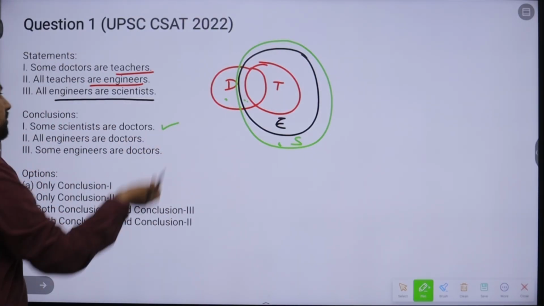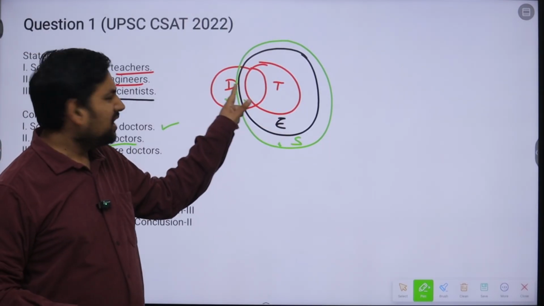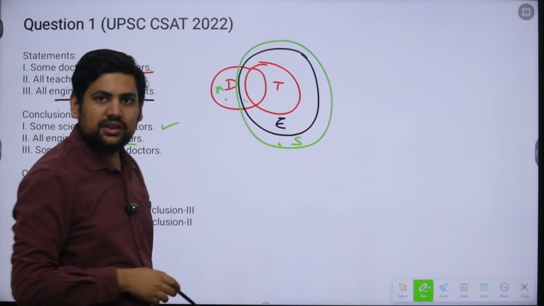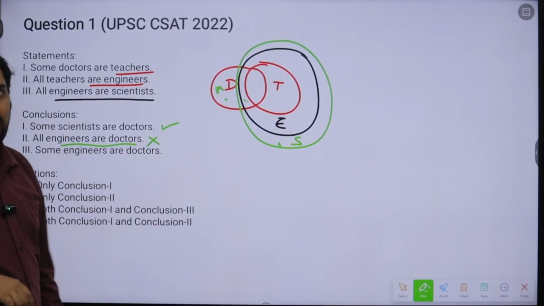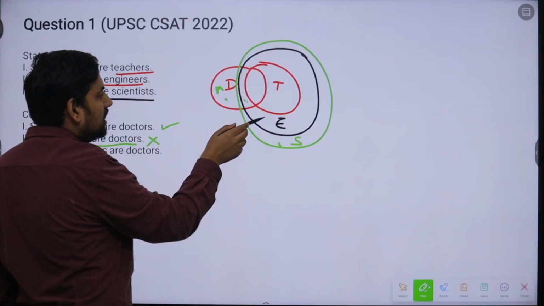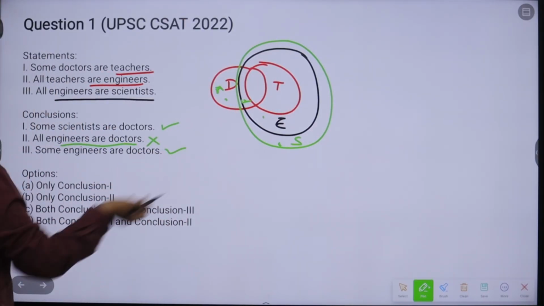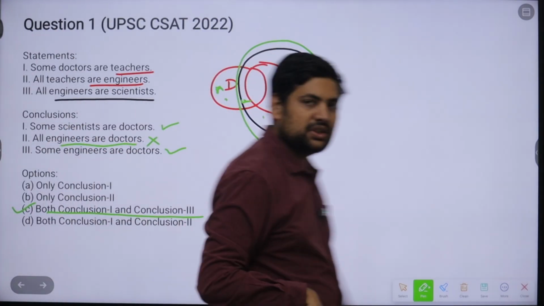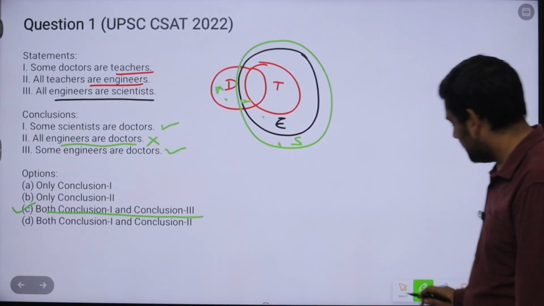So this is true. Then next says all engineers are doctors. Is it true? No. You can see doctors here that are not engineers. So this is untrue. Then some engineers are doctors. Yes, this is true. Definitely true. So this becomes correct. The answer becomes conclusion 1 and 3 follow. The answer becomes C. That is, conclusions 1 and 3 are correct. Then next.